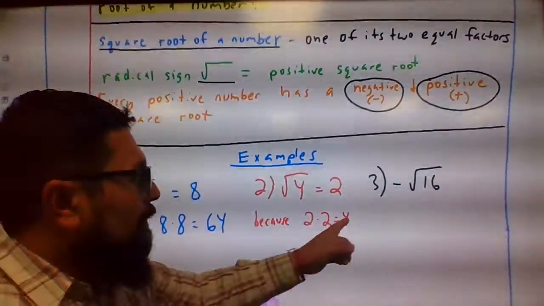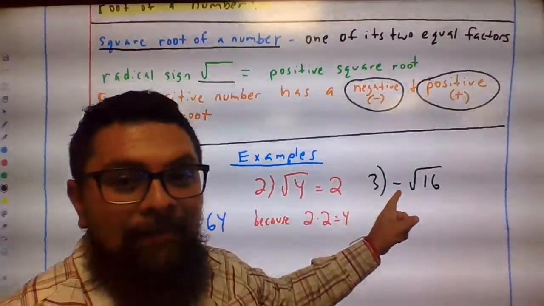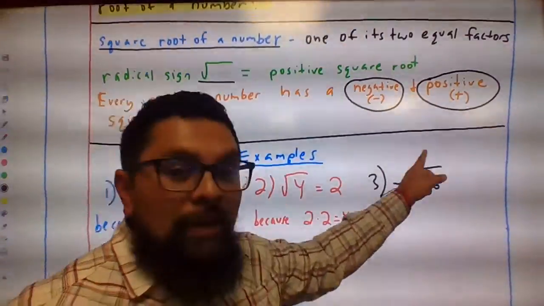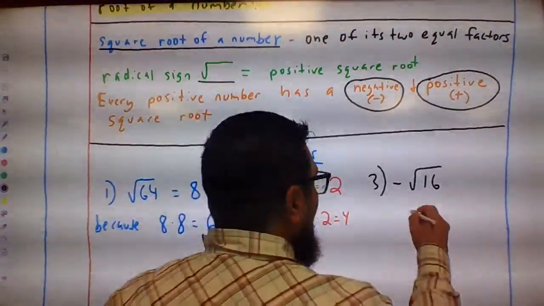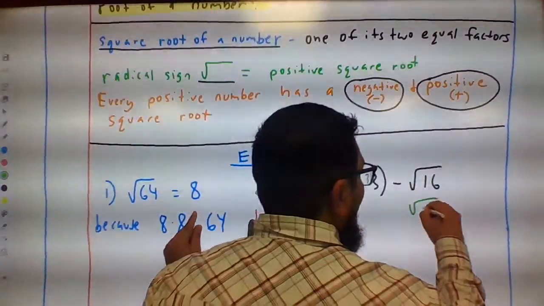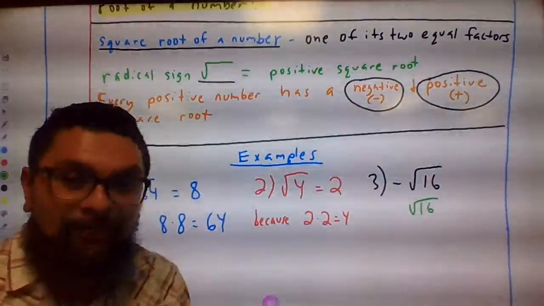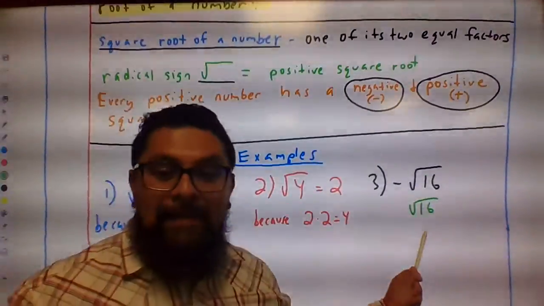All right, for number 3. Number 3 has a negative here. What you can do for now is ignore the negative. So let's rewrite it without the negative, like that. Then we're going to bring the negative back. Okay? So let's find the square root of 16.